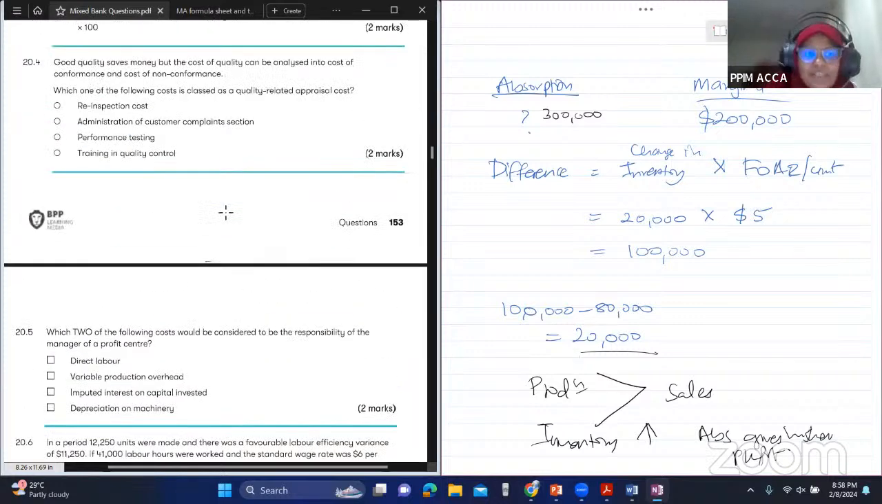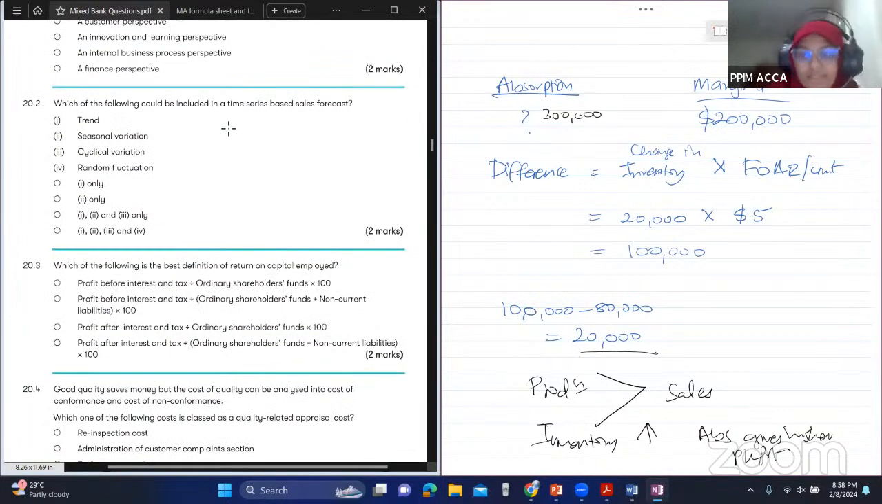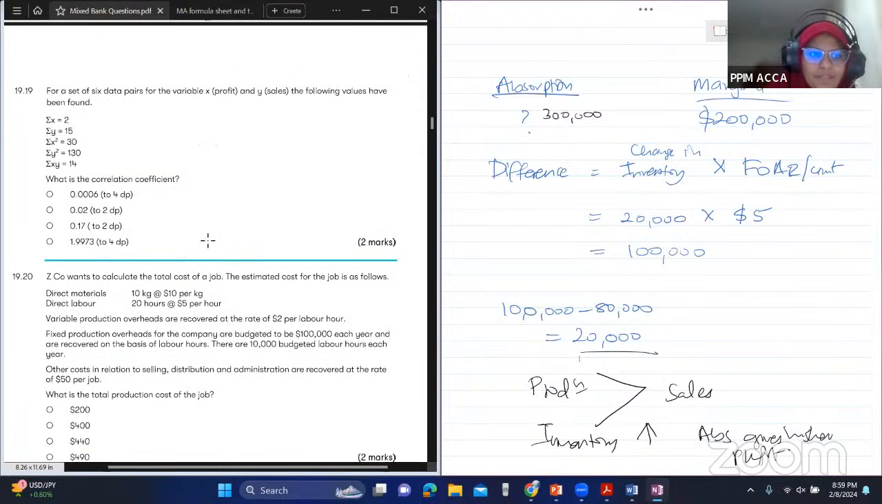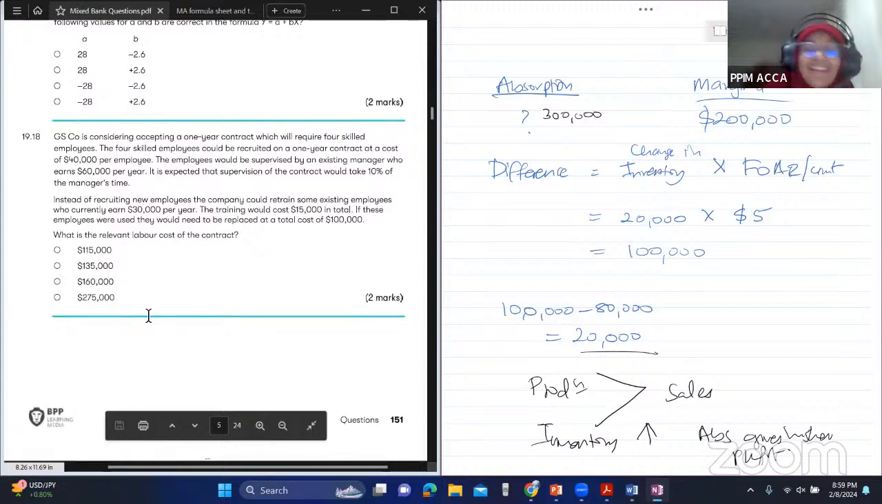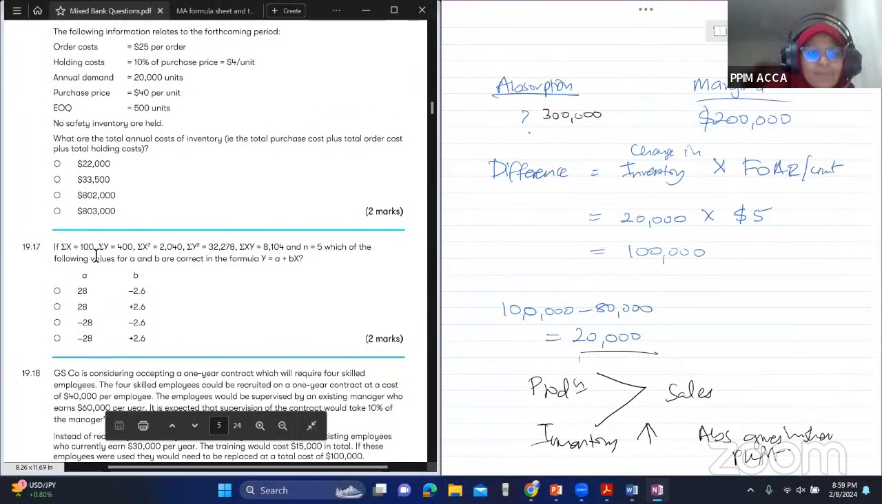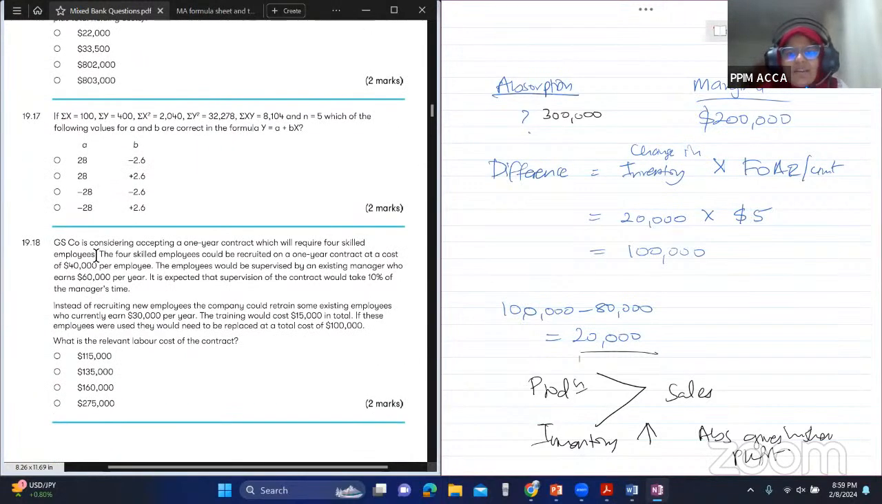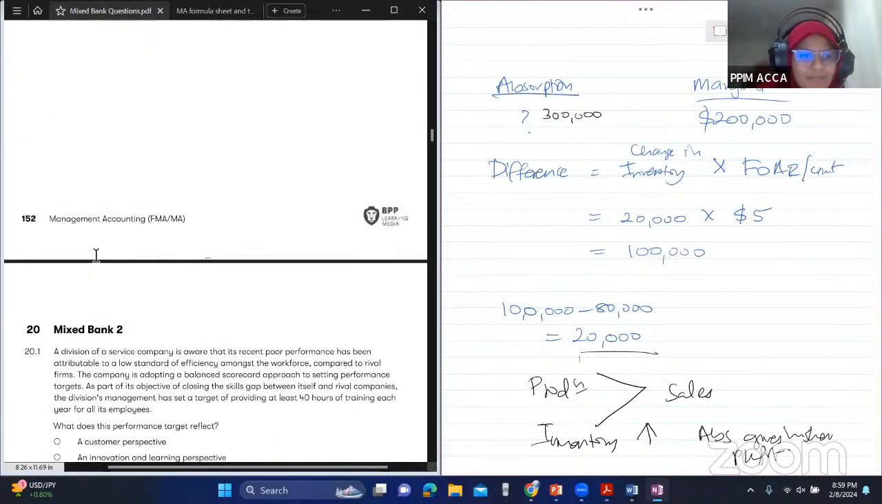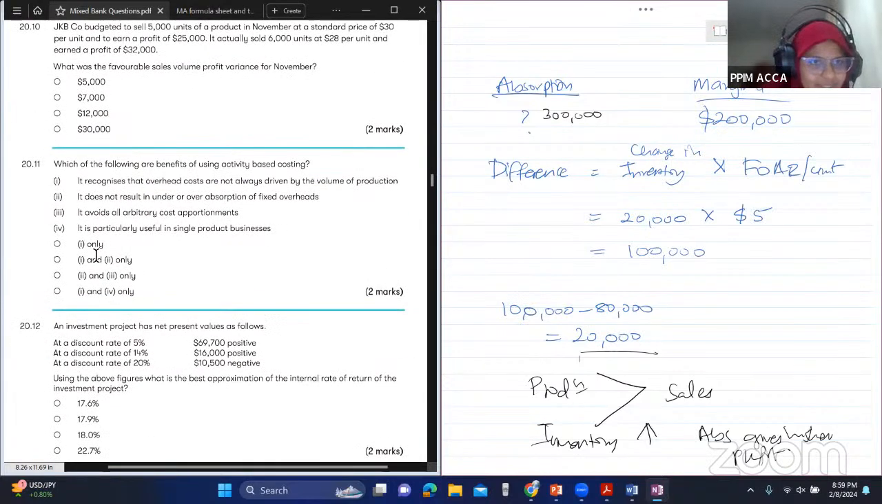Then we spoke about responsibility centers, quality costs, forecasting, regression analysis and also time series analysis. We spoke about the balanced scorecard. And lastly, we spoke about relevant costs. Those were the main things that we took away from today. If you have got that, that is a good spread of a lot of areas of your syllabus. Next week we'll do variances.